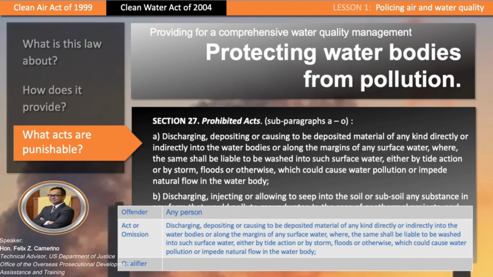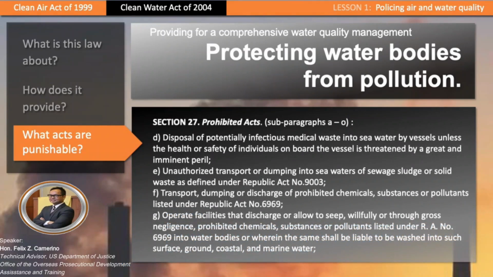So you know exactly how to determine or look for the facts that tell you that indeed the elements coincide based on the facts. Okay, so for this one, this is dead easy. Okay, so offender is any person, and the act or omission is pretty much the entire subparagraph itself. Okay, so very, very easy. Let's proceed to the second one. This is the one I was talking about.